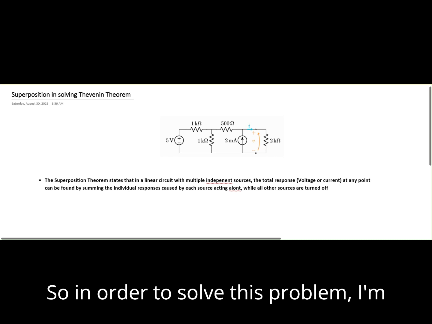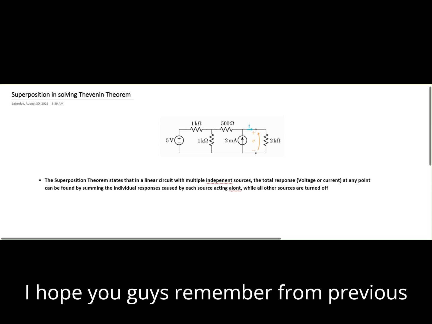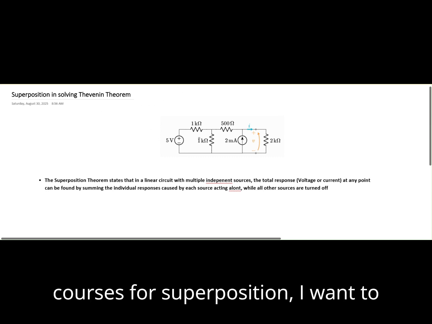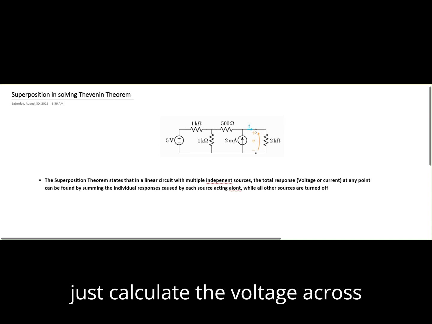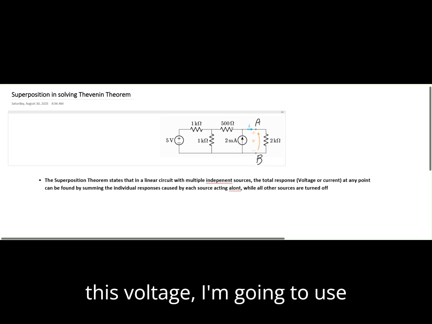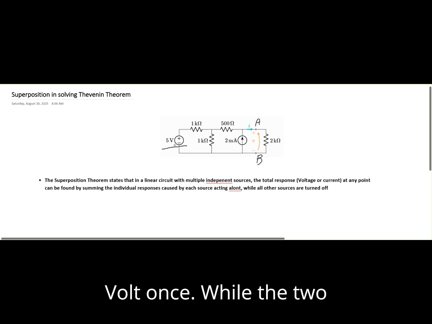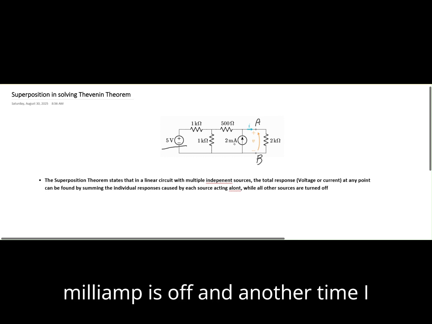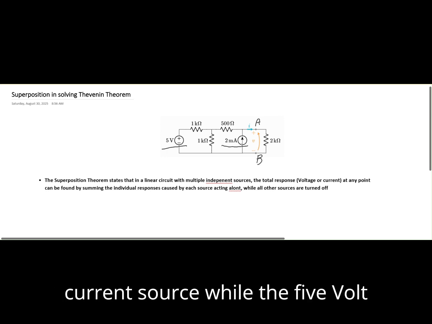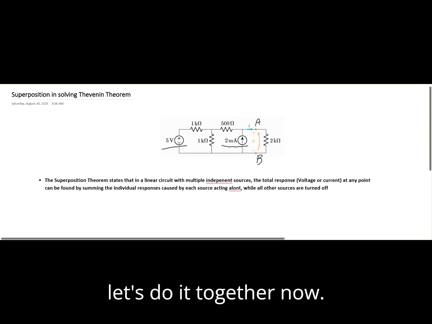In order to solve this problem, I'm going to use superposition theorem. I hope you remember superposition from previous courses. I want to calculate the voltage across port AB. Using superposition, I want to see the effect of the 5 volt source while the 2 milliamp source is off, and another time the effect of the 2 milliamp current source while the 5 volt voltage source is off. Let's do it together now.